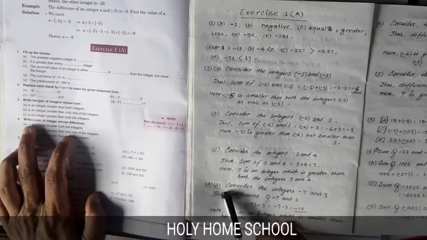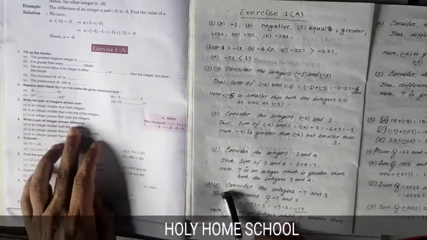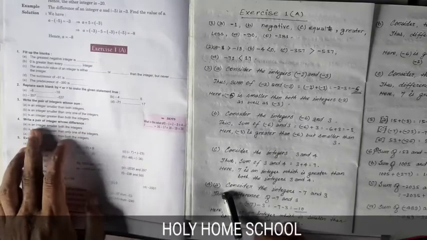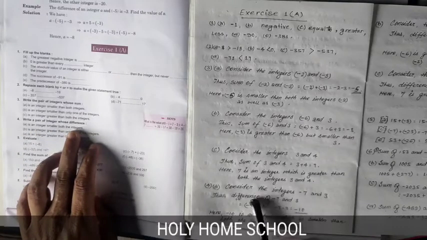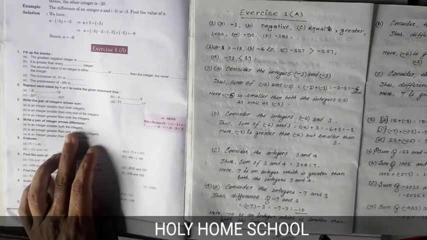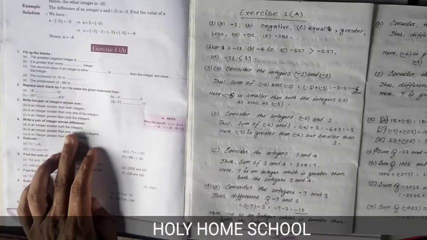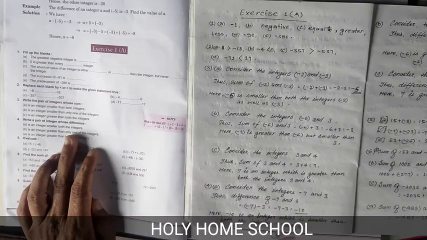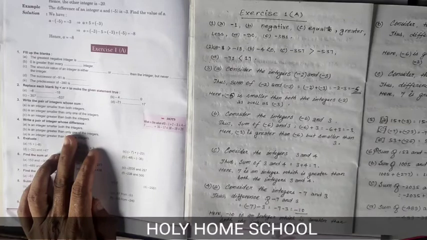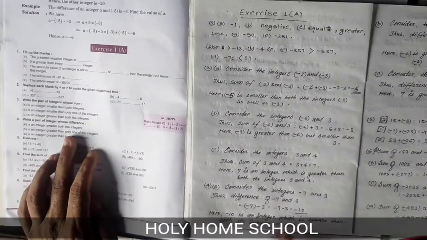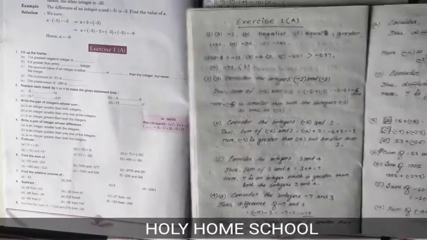Question number 4A. Write a pair of integers whose difference is an integer smaller than both the integers. Consider the integers minus 7 and 3. Thus the difference of minus 7 and 3 equals minus 7 minus 3, which will be minus 10. Here minus 10 is an integer which is smaller than both the integers minus 7 and 3.